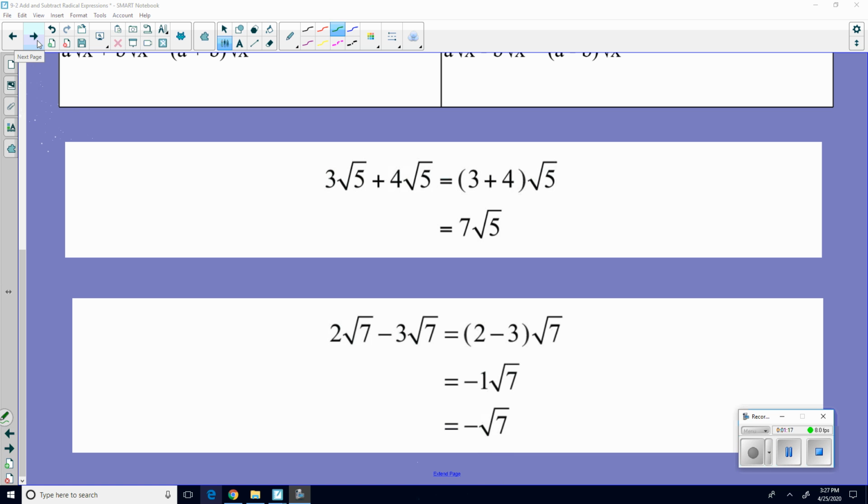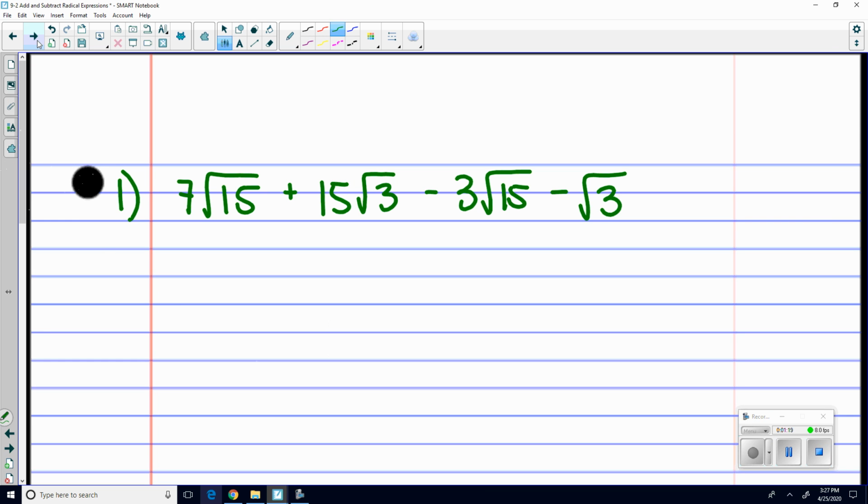All right, so let's try some of these. We have 4 problems to try, and check it out in your book as well. All right, here we go. I get 7 square root of 15, 5 square root of 3, negative 3 square root of 15, and then minus square root of 3. I see I have some similar terms. I have a square root of 15 and another square root of 15, and I've got a square root of 3 and a square root of 3. That does mean I can combine those things.